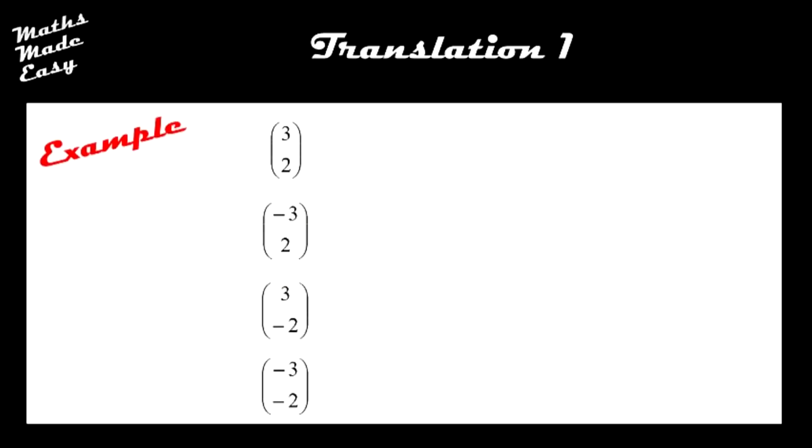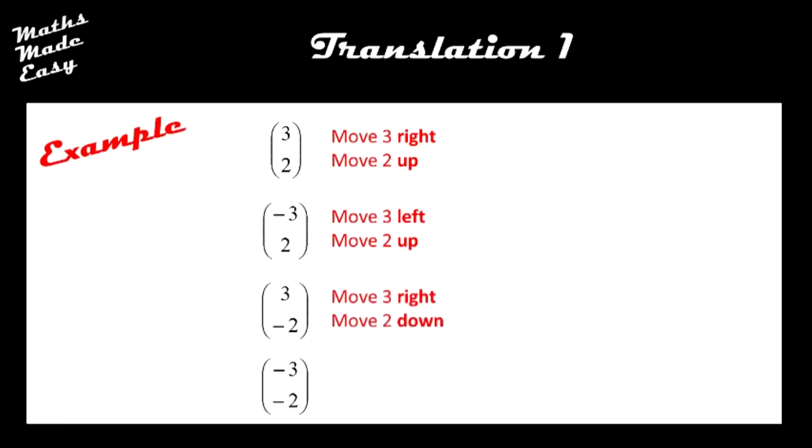In this example I've tried to keep the numbers the same so that you can see different movements and how the positive and negative affect them. So in the first one, the vector 3, 2 tells us to move 3 units to the right and 2 units up. You can think about this as moving 3 units in the positive direction on the x-axis and 2 units in the positive direction on the y-axis. In the second vector, minus 3, 2, this time I'm going to move 3 units to the left and 2 up. In the third example, I'm going to move 3 units to the right and 2 units down. And in the final example, this one has me moving 3 units to the left and 2 units down.